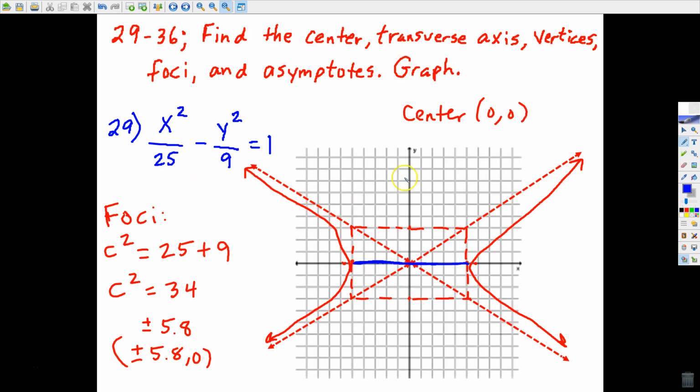The vertices, how would we show the vertices as ordered pairs? What are the ordered pairs of the 2 points that we're actually going through? Plus minus 5, 0. We've already done the foci, and we've already drawn the asymptotes. What are the equations for these 2 asymptotes? Plus minus 5/3 x.